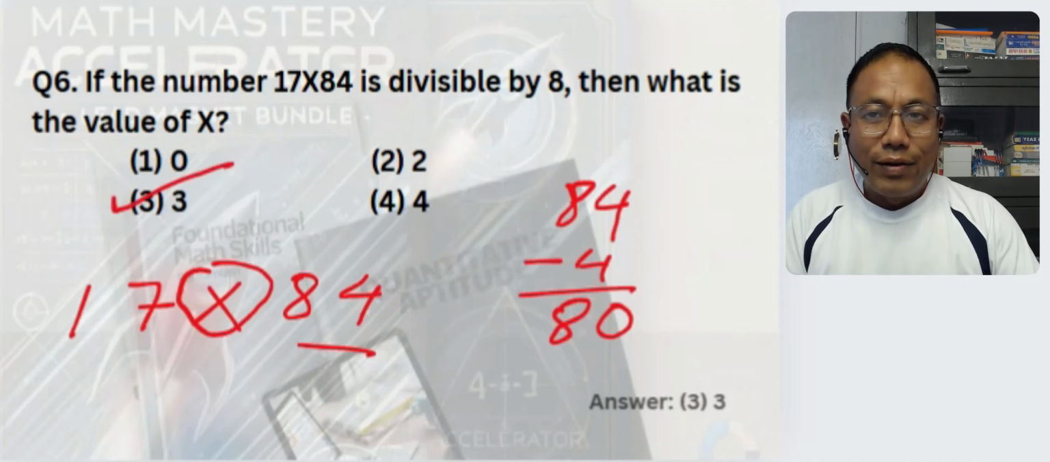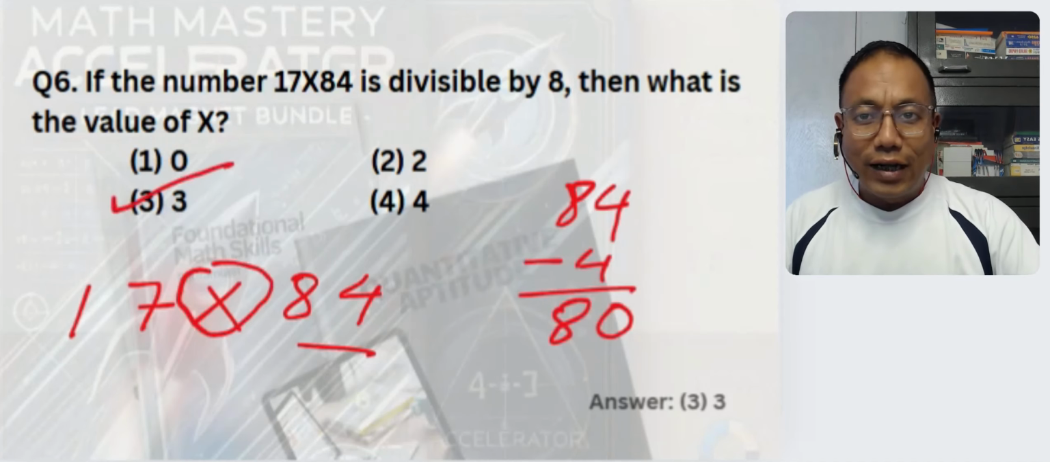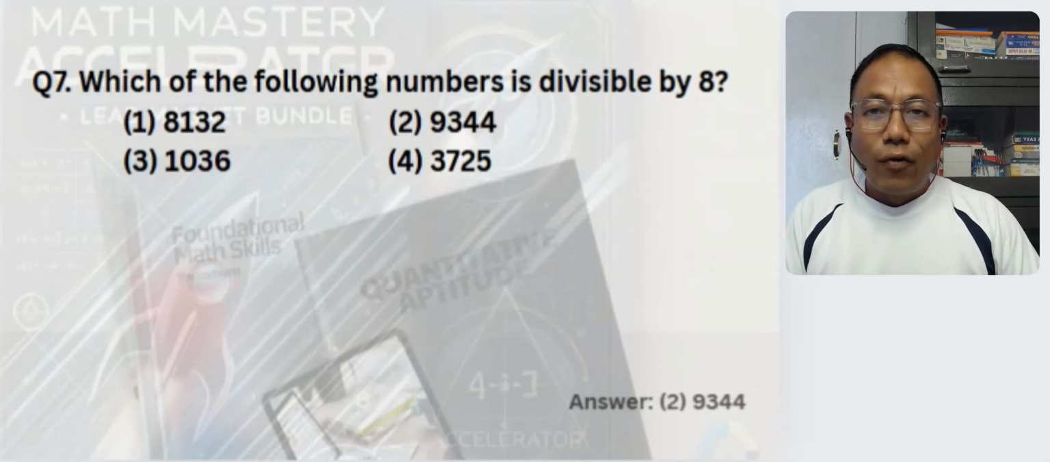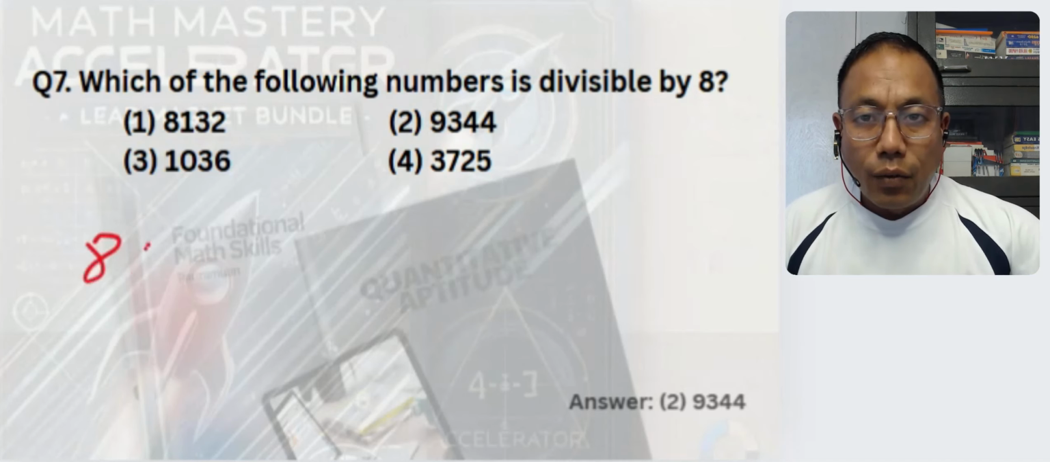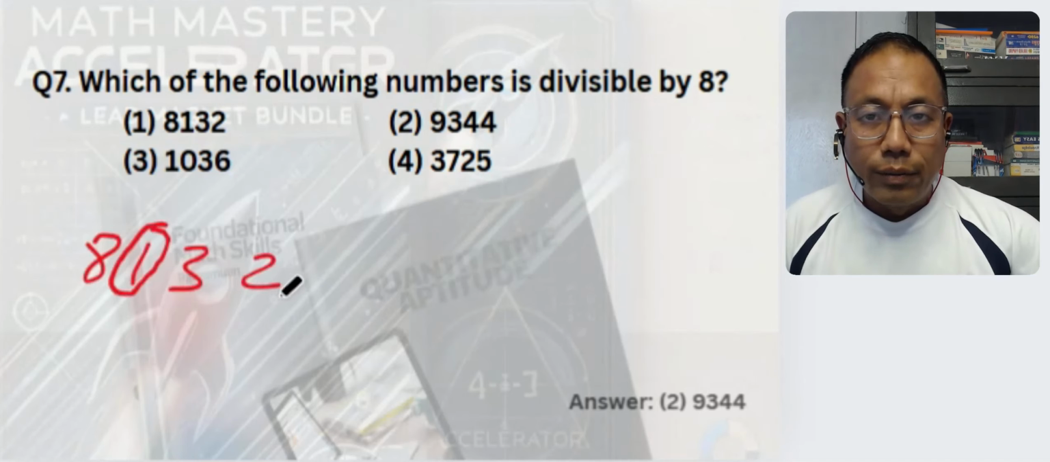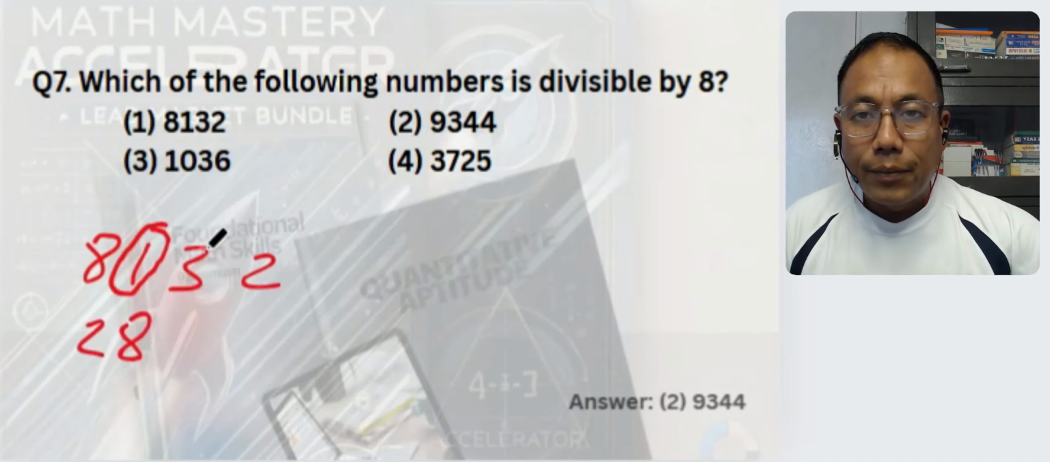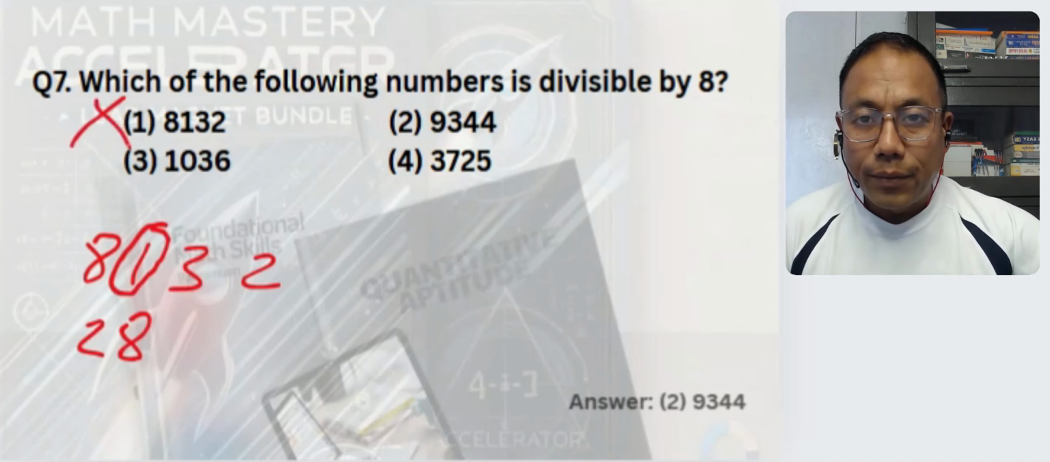Can you understand? All right, let's move to the next question. Question number 7. Which of the following numbers is divisible by 8? Option 1, 8, 1, 3, 2. Hundreds place is odd. 32 minus 4 is 28, which is not divisible by 8. 8 3s are 24, 8 4s are 32, right? It lies between the two numbers. Therefore, this is not divisible by 8.